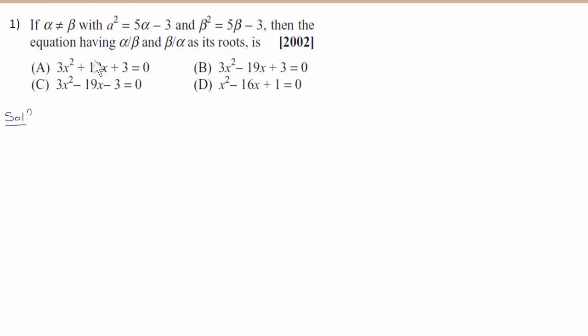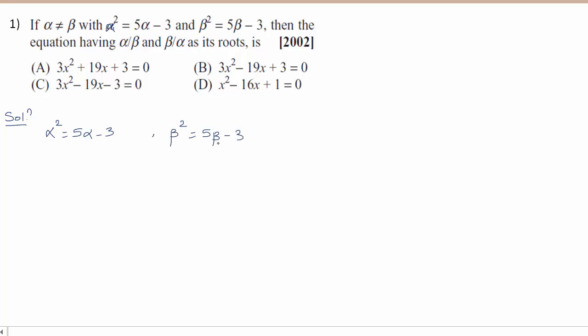Okay, students, first question says if alpha is not equal to beta with alpha square equal to 5 alpha minus 3 and beta square equal to 5 beta minus 3, then the equation having alpha upon beta and beta upon alpha as its roots. So we need to find an equation which has these roots, alpha upon beta and beta upon alpha. Okay. Now let's look at these conditions. Alpha square is 5 alpha minus 3 and beta square is 5 beta minus 3.